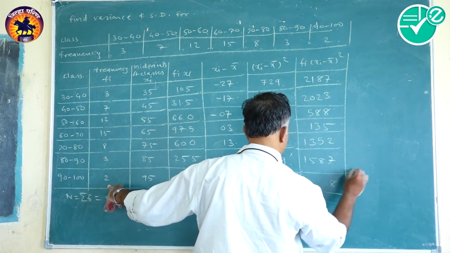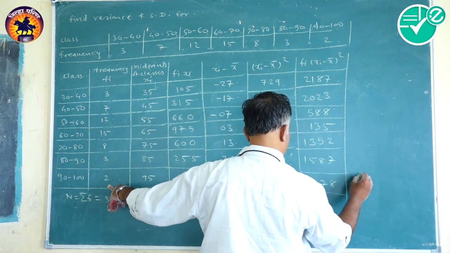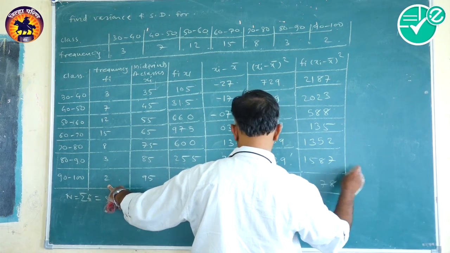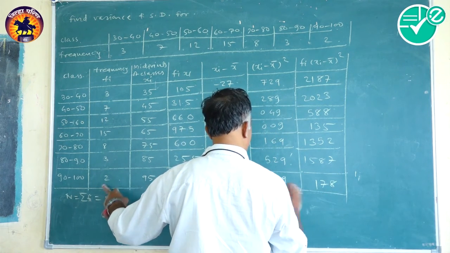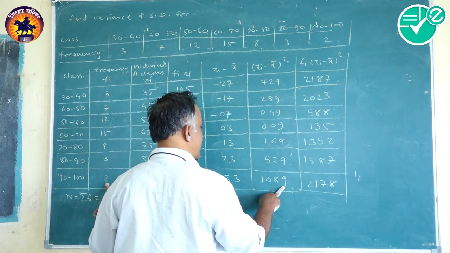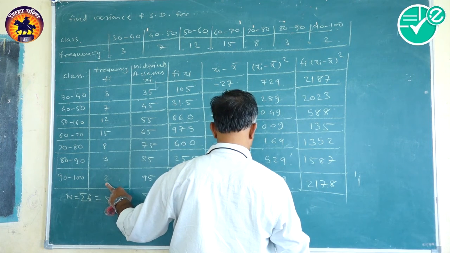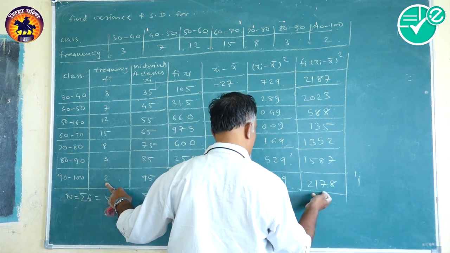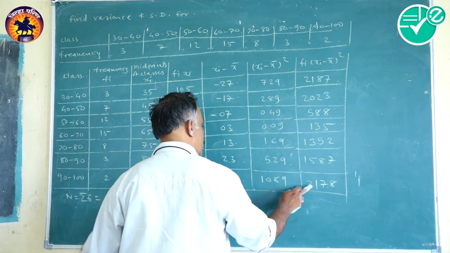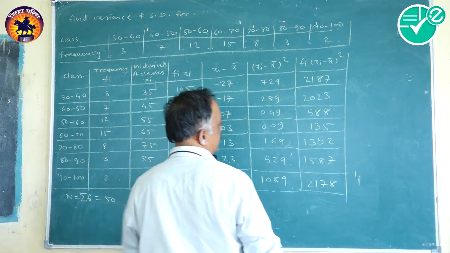9 into 2 is 18, carry 1. 8 into 2 is 16. 16 plus 1 gives you 17, carry 1. 0 1, and 2 into 1 will be 2. Let's check it once again. 2 into 9 is 18, carry 1. 2 into 8 is 16. 16 plus 1 is 17, carry 1. 2 into 0 that is equal to 1, and 2 into 1 will be 2.